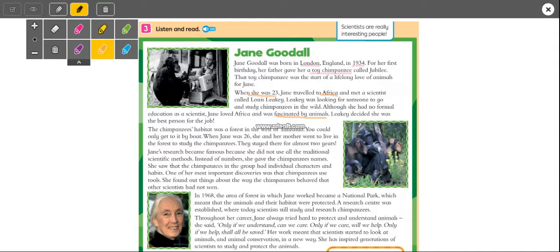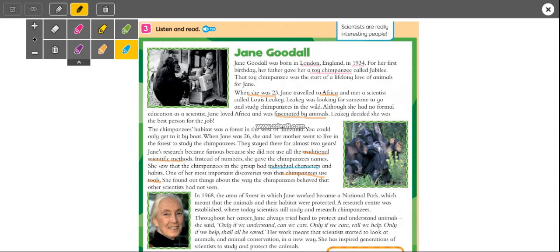Okay, and she didn't use the traditional method. يعني ما استخدمت الطرق التلقائية أو العادية. لا, she used her own ways of behaving with the chimpanzee. Okay, and she learned some facts about chimpanzees. That chimpanzees use tools, and they have individual characters.